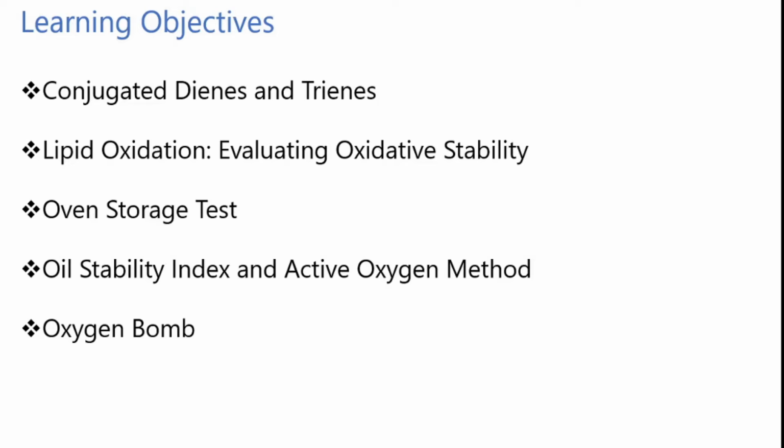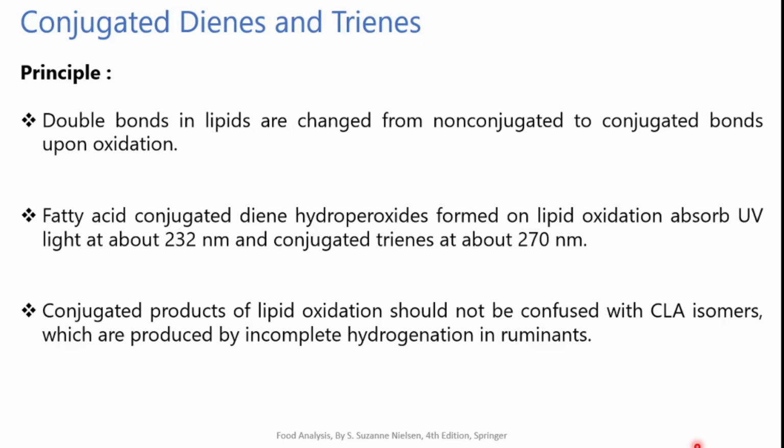This is one of the methods for lipid oxidation, and another one is evaluating oxidative stability by three different methods. The first one is the oxygen storage method, the second one is the oil stability index and active oxygen method, and the third one is the oxygen bomb. Now let us go to the first, that is, conjugated dienes and trienes.